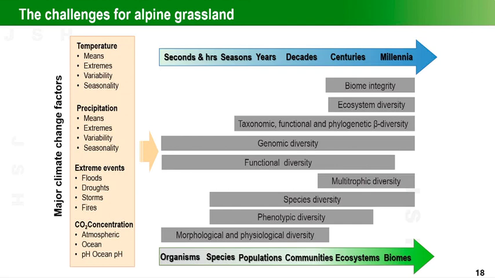For climate change, this includes the temperature, precipitation, extreme events, and the CO2 concentrations. This is not only the means; it's the variability and the seasonality. So all these affect the ecosystem, from the organisms, species, population, community, ecosystem, even the biomes at different scales, at time scales from a second to seasonal, years, decade, and a century, and more. And all this will affect the diversity, different dimensions of diversity.